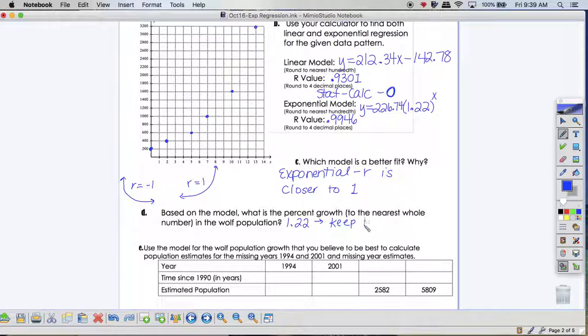That means I am keeping 122% of what I had before. How far away is that from 100? That is 22% more than we had before. This is 22% growth.